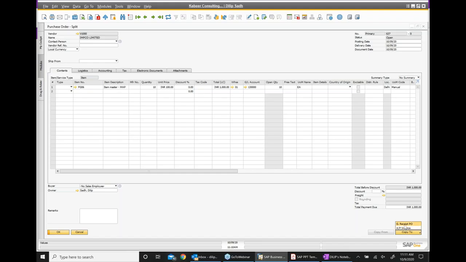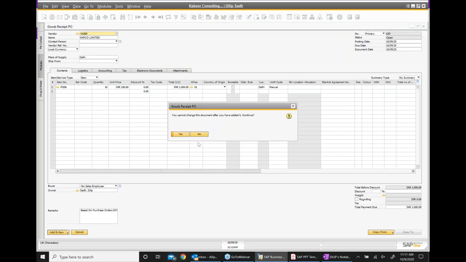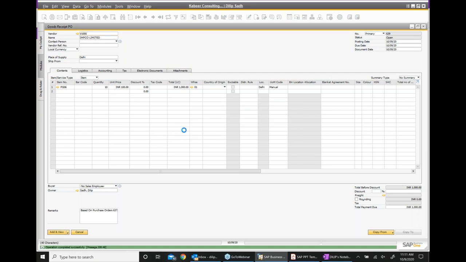Now we go to the copy to function, then we go to goods receipt. So we do a goods receipt here. When we do the goods receipt, there's a vendor, FG06, quantity 10, and then we have a price. We add. So 10 pieces, unit price is 100. Then we save it. So we create a regular goods receipt.